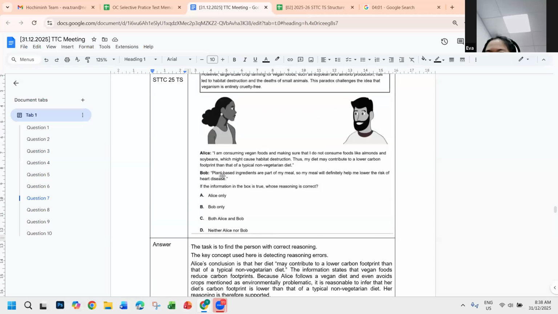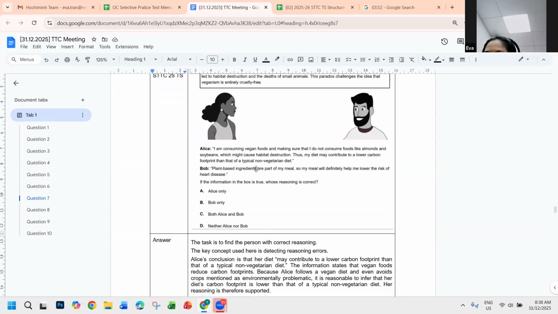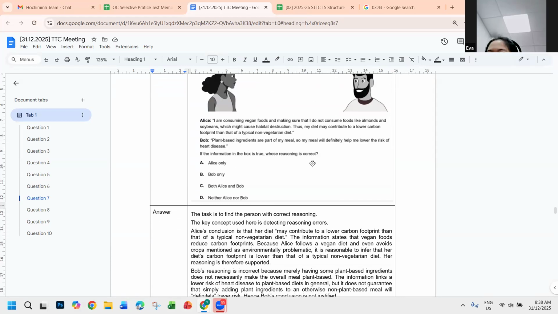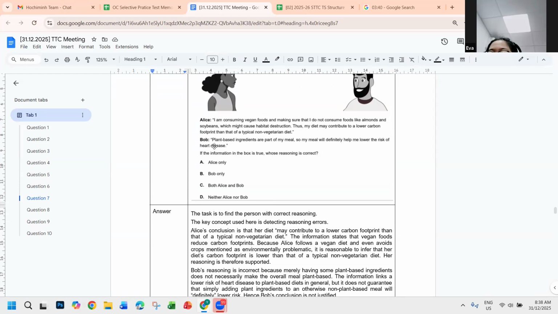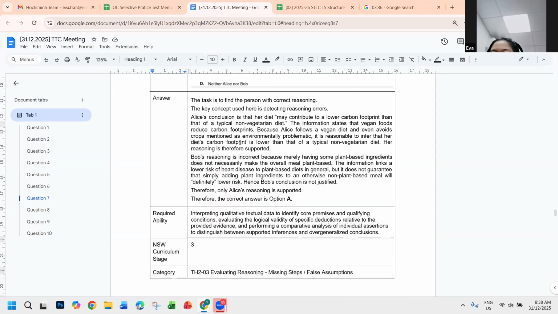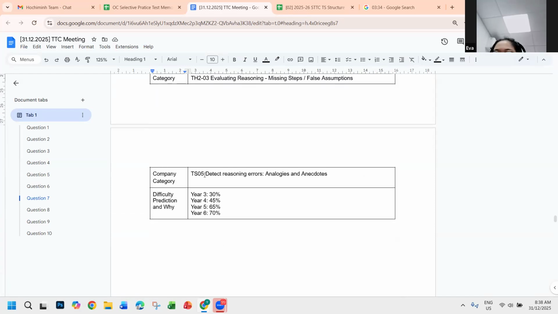And Bob says that just because of his meal, he can lower the risk of heart disease. It is incorrect because the risk of heart disease can come from many different reasons, not just because of a meal. So Bob's reasoning is incorrect, and the correct answer is A. Common category ETS05: detect reasoning errors, analogy, and anecdotes.